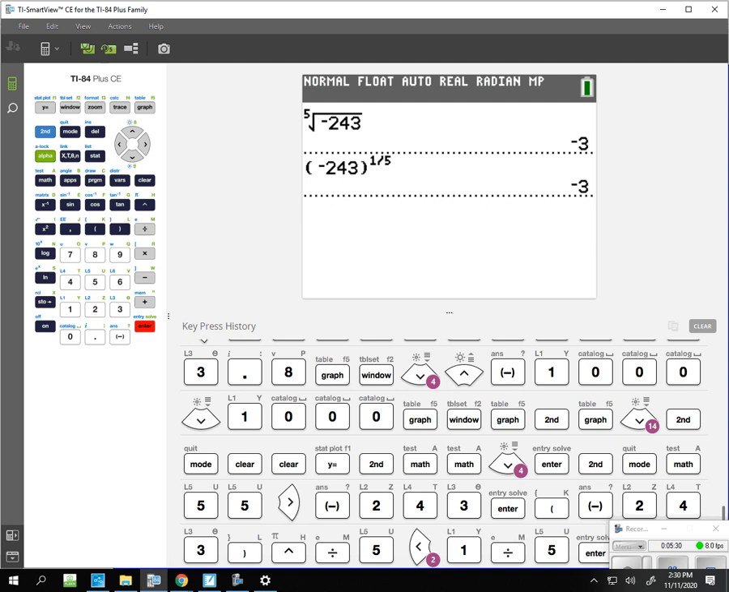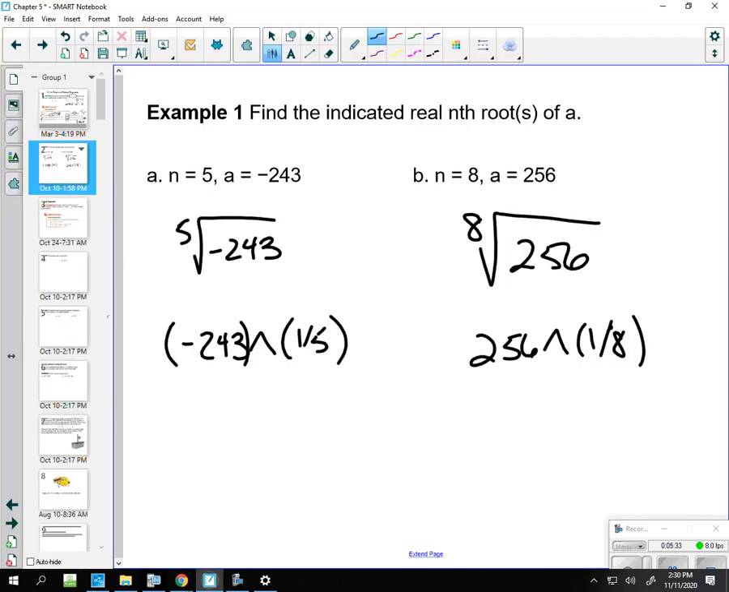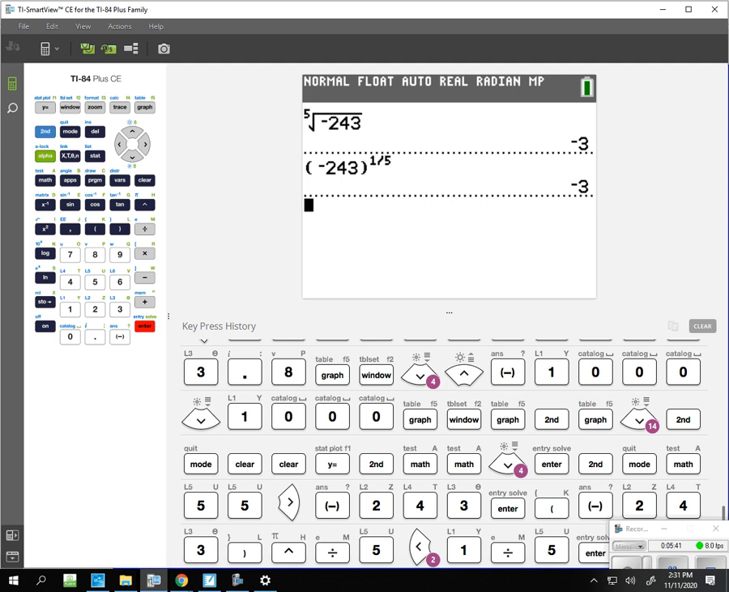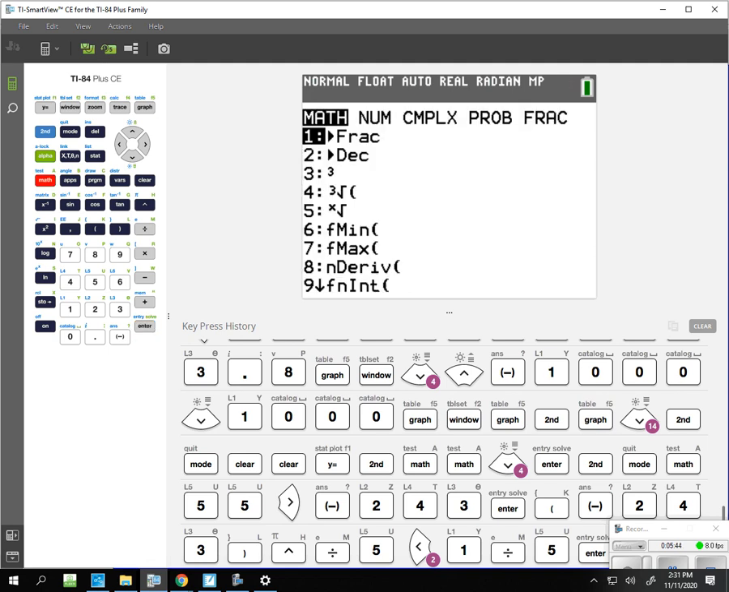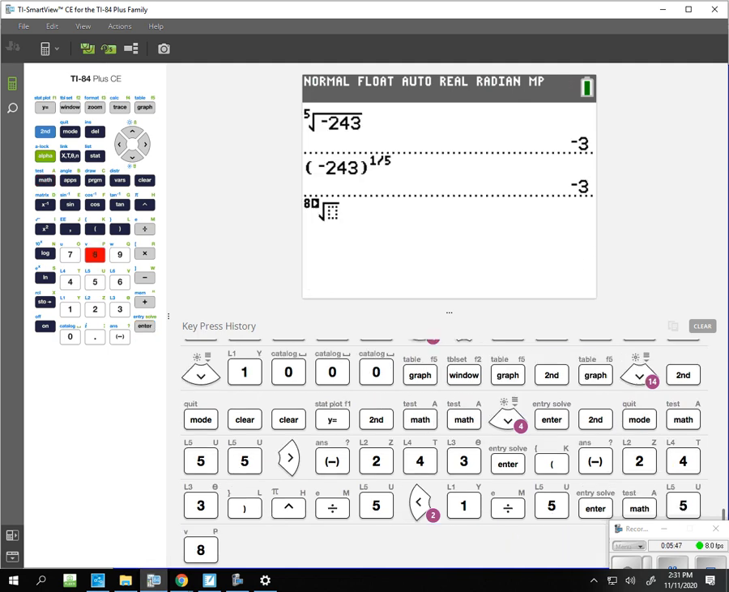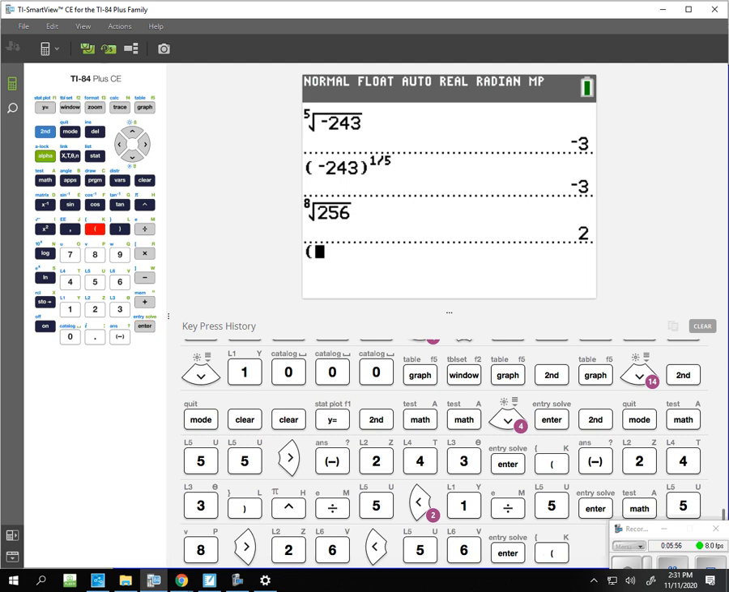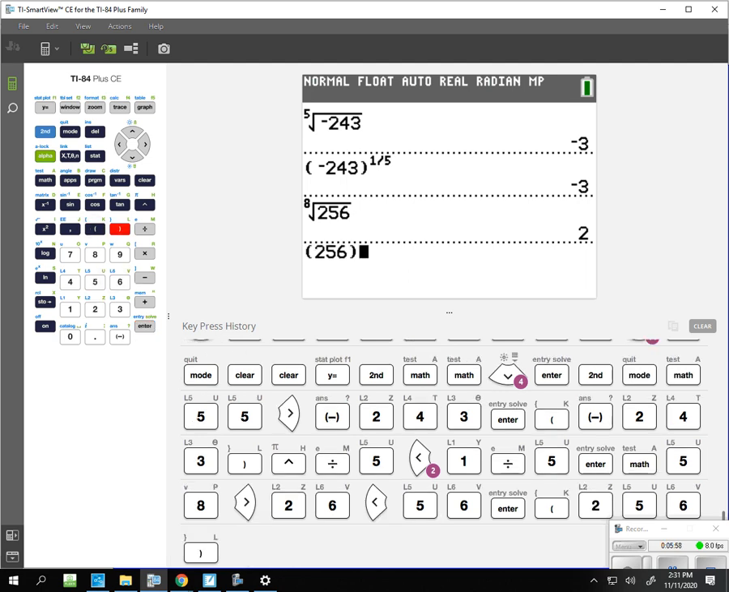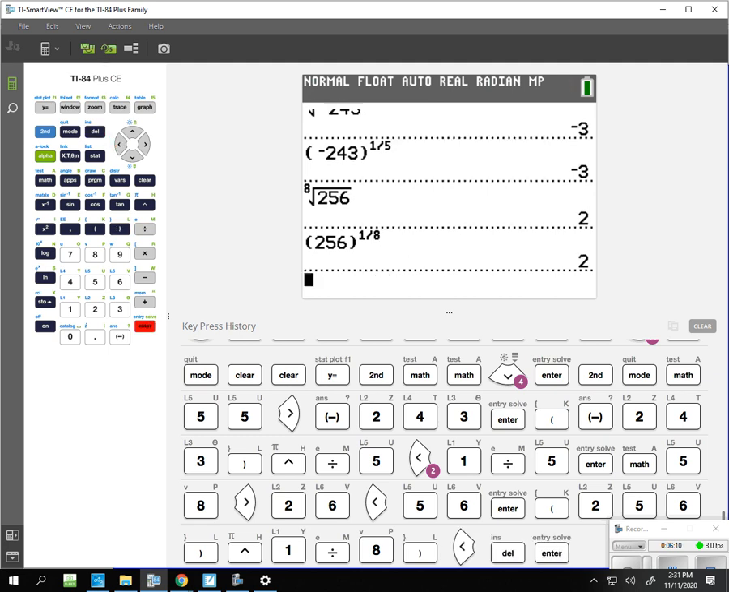And again, if you have an older calculator, you would need to do this. Next one, the 8th root of 256. Let me go back to my calculator here. So math, option 5, 8th root of 256 is 2. Or if you wanted to write it as 256, and again, this one you didn't need the parenthesis, but I kind of get in that habit, raised to the 1/8 power, it's also 2.